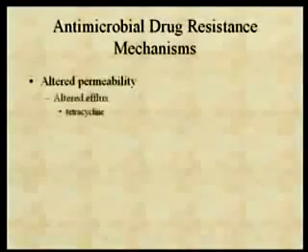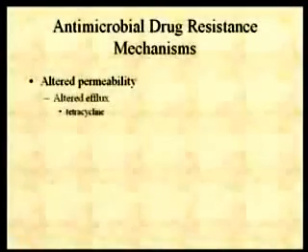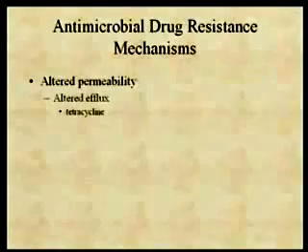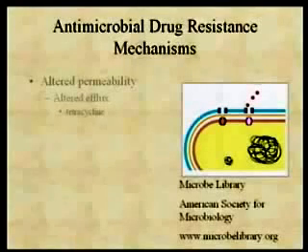Okay? But altered permeability also can be altered efflux. And the classic example of this is tetracycline resistance. Tetracycline resistance is a consequence of the fact that there's a transporter protein that's produced that actively transports tetracycline out of the cell. So tetracycline actually gets in, but then is immediately pumped out of the cell. So we have a situation like this.